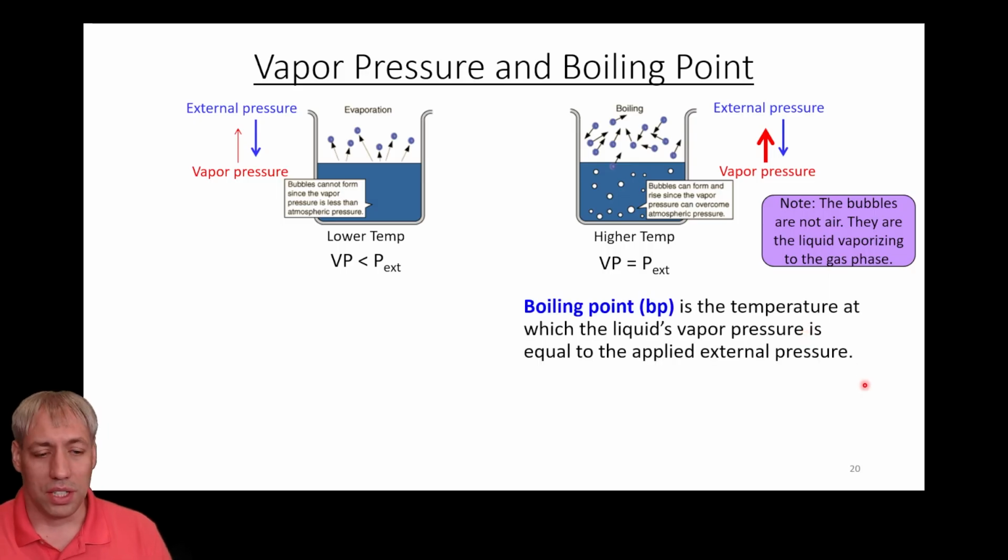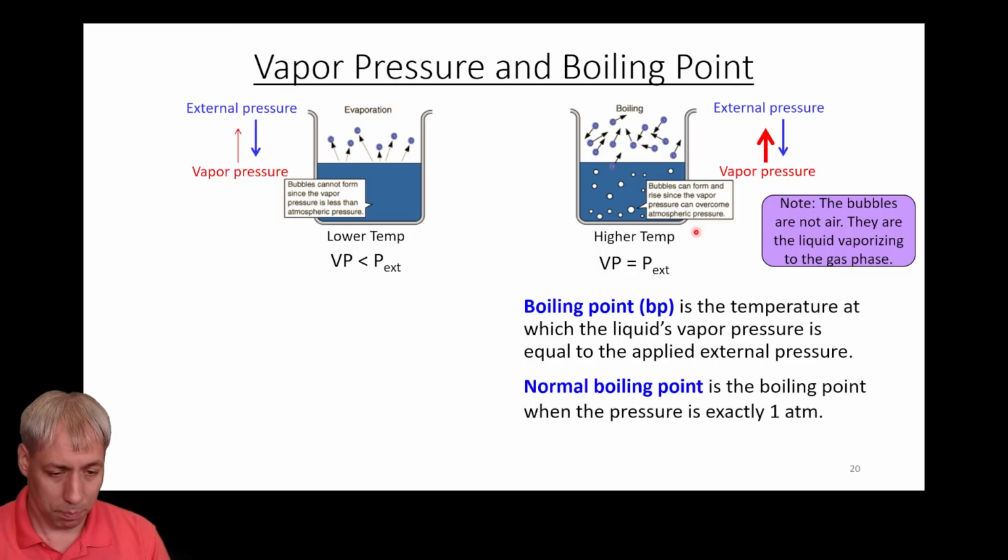And so that threshold is called your boiling point. That's where the boiling point comes from. It's the temperature at which the liquid's vapor pressure is equal to the applied external pressure. And so your vapor pressure overcomes external pressure. Those molecules go up into the gas phase and explode.